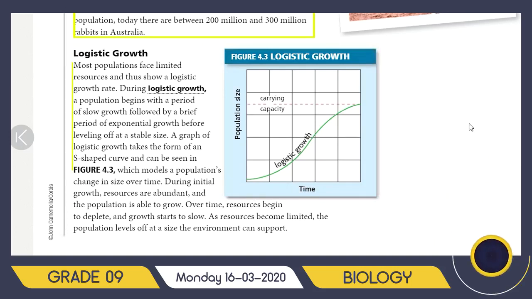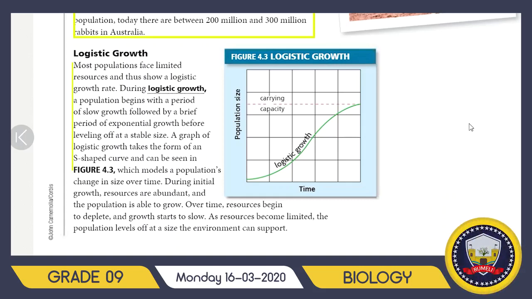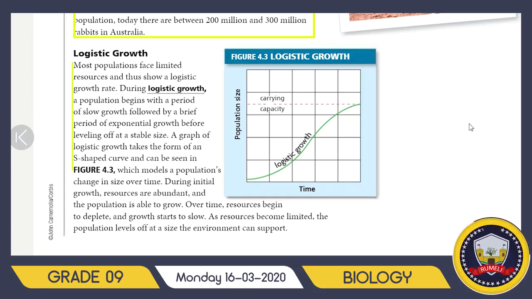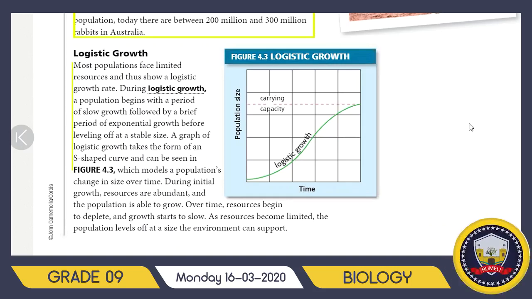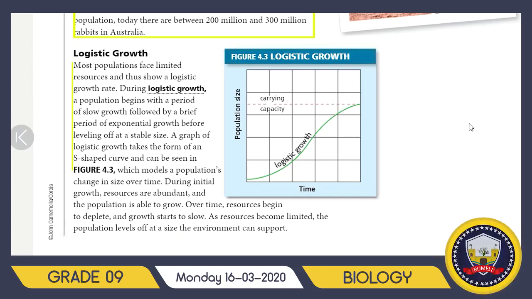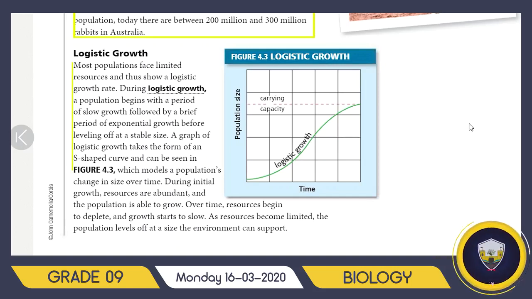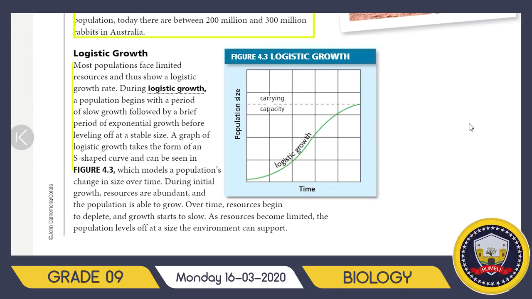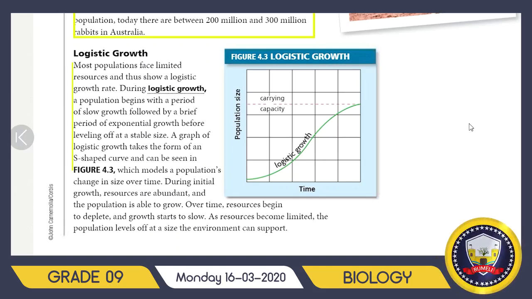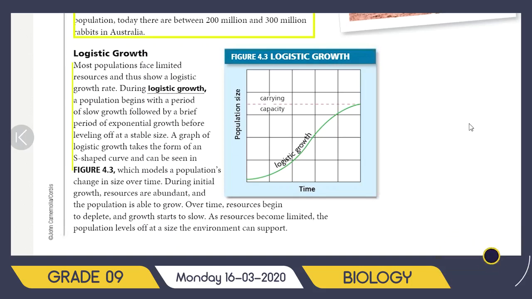During initial growth, resources are abundant, so the population is able to grow. Over time, resources begin to deplete and the growth starts to slow. As resources become limited, the population levels off at a size the environment can support.